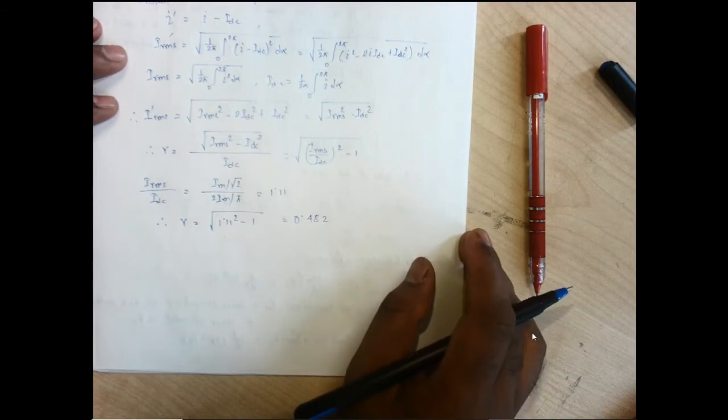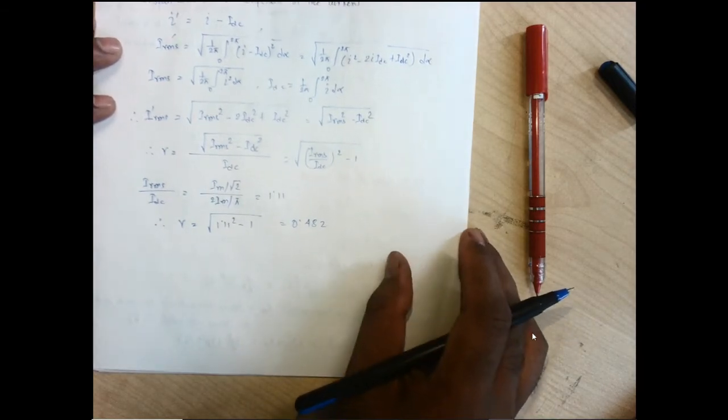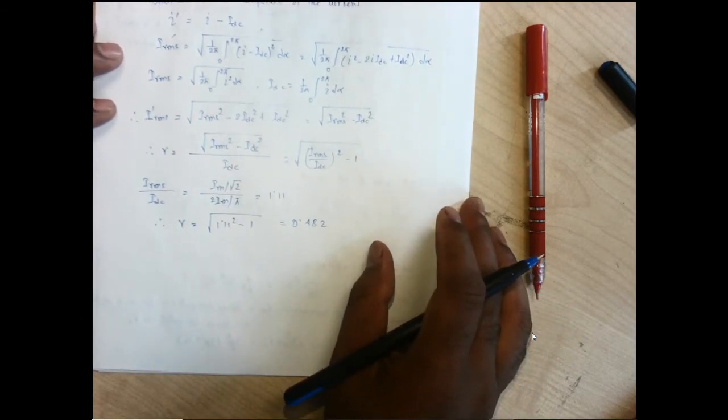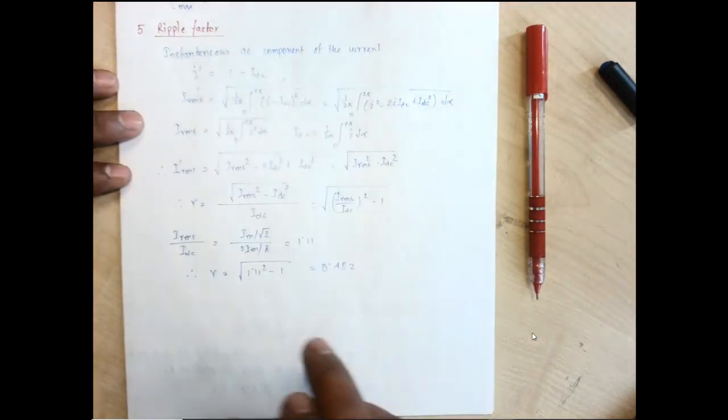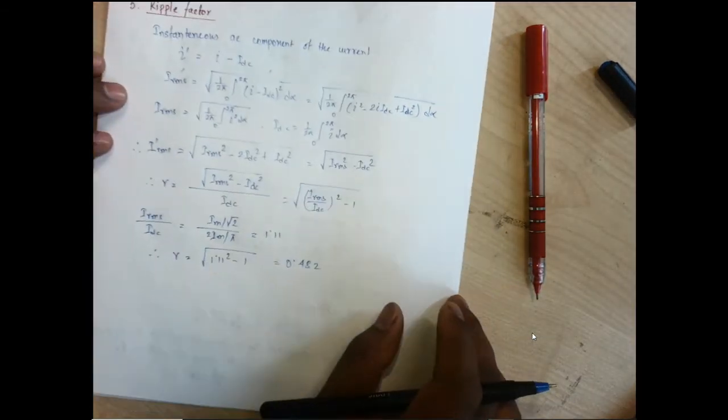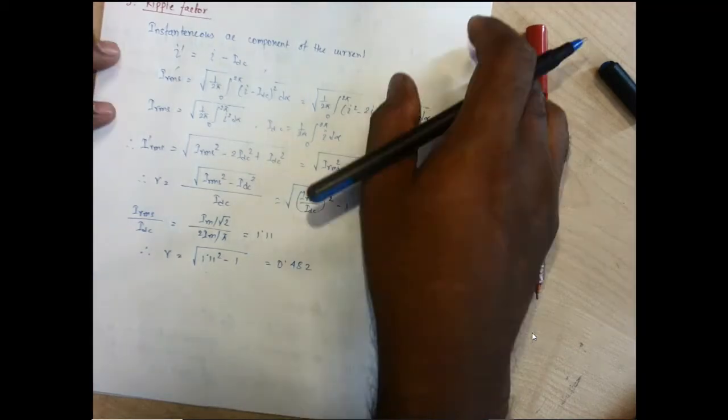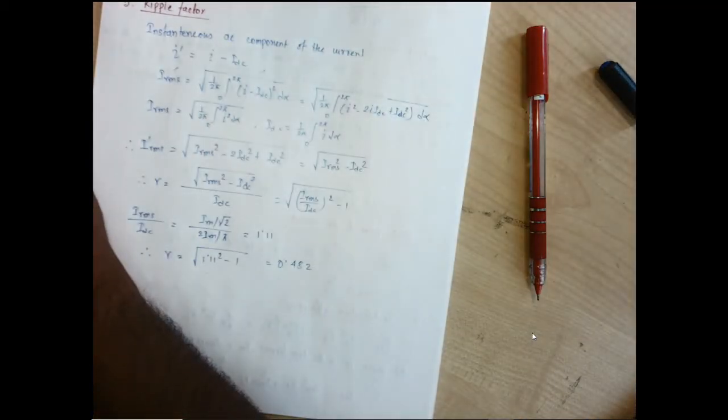So it is quite lesser than our half wave rectifier ripple factor, which is 1.21. So our efficiency is also higher and ripple factor is also low. So we can say yes, our full wave rectifier is quite efficient compared to the half wave rectifier.